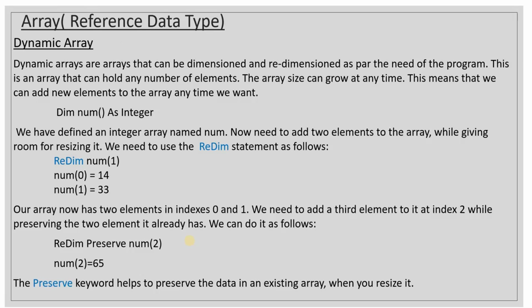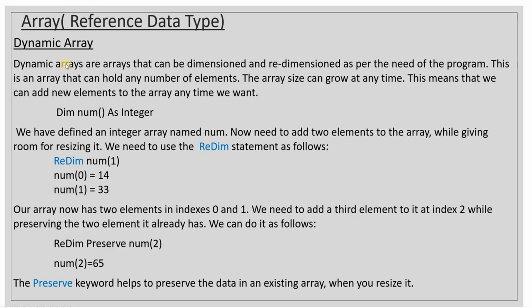In dynamic array, first define an array of integer. Why do we need a dynamic array and what is a dynamic array? Dynamic arrays are arrays that can be dimensioned and redimensioned as per the need of the program. This is an array that can hold any number of elements. In a fixed array, we can't change the size, so we need a dynamic array. The array size can grow at any time.